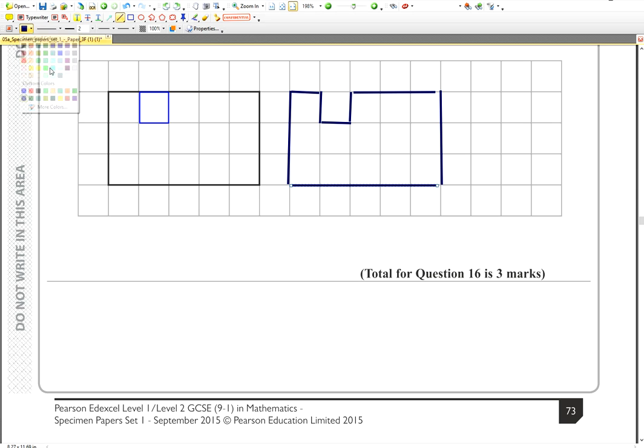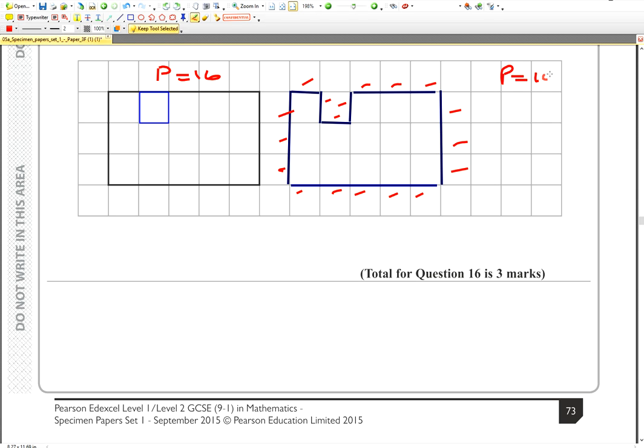Let's count them. 18. So we have now. Oh gosh, some serious technical problems. Okay, right, let's just try to do something else now. So 1, 2, 3, 4, 5, 6, 7, 8, 9, 10, 11, 12, 13, 14, 15, 16, 17, 18. So the original one had a perimeter of 16, and my new one's got a perimeter of 18, which is more than 16.